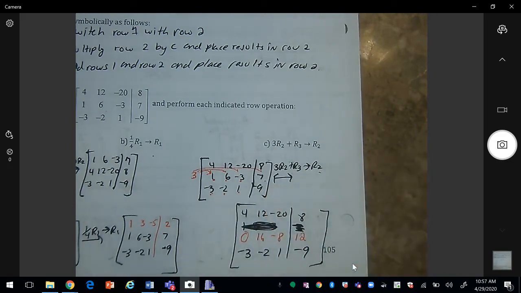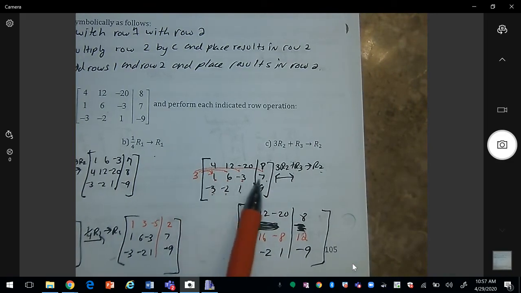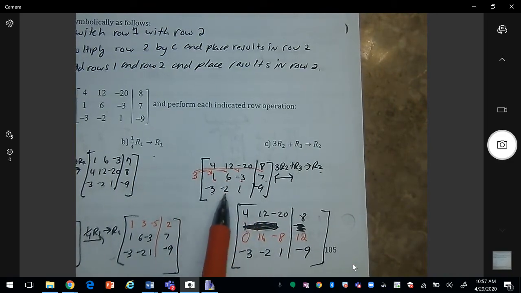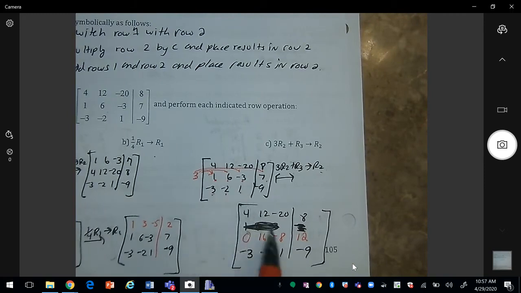Okay, so notice here, we multiplied the second row by 3, and the results we were adding to row 3, but at the end, the final result is we've placed for row 2.